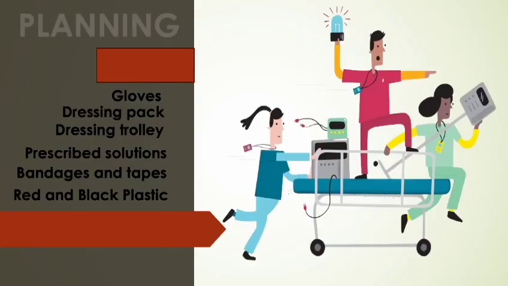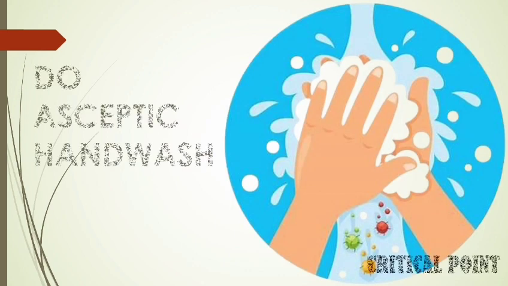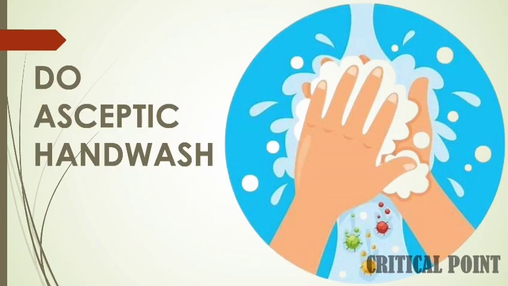The planning phase includes collection of gloves, dressing pack, prescribed solution by the doctor on the prescription, the bandages and tapes that you'll use to close the wound, the red and black plastic where you'll be discarding all the waste material in accordance with the waste segregation policy. Before you proceed, do a full aseptic hand wash to prevent cross-infection.